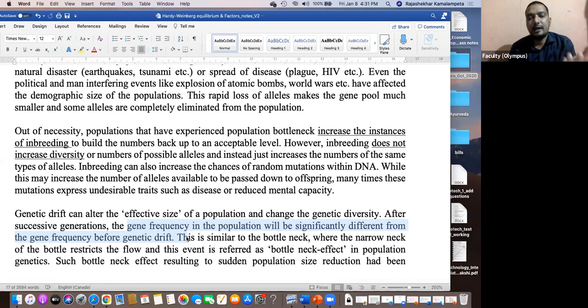So random events would only impact, as I've been telling you, the small populations. If there is a big, huge population, this impact will not be seen. Bottleneck effect will not be seen in them. So this is applicable to small populations only. Okay. Right. The second type of genetic drift is called founder's effect.